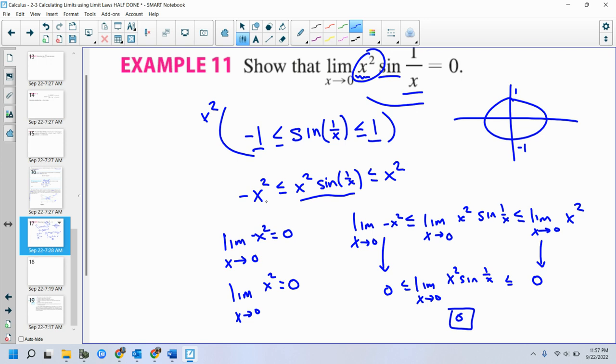Find the limit of the middle. Find the limit of the left side. Find the limit of the right side. And then you can say that if they converge to the same number, then this middle function also must converge to that same number. That's the squeeze theorem.